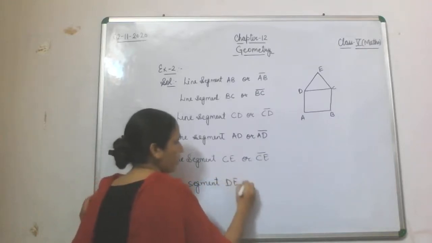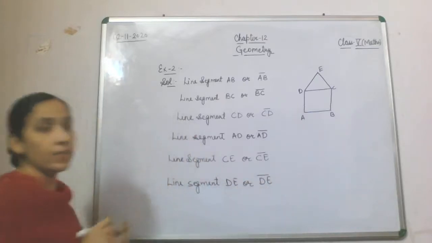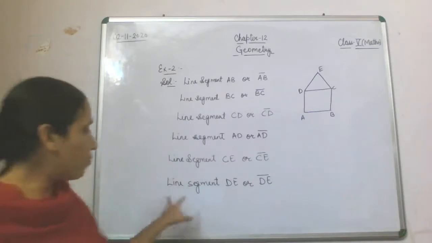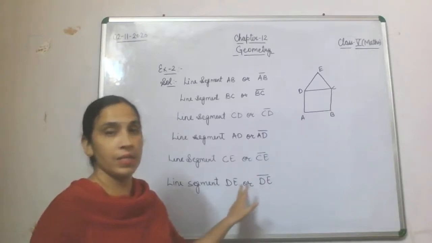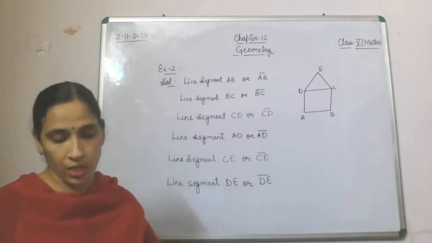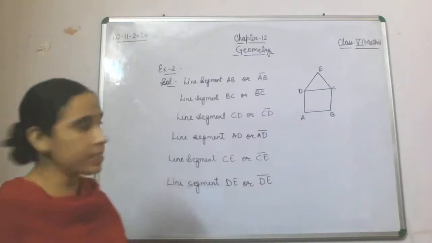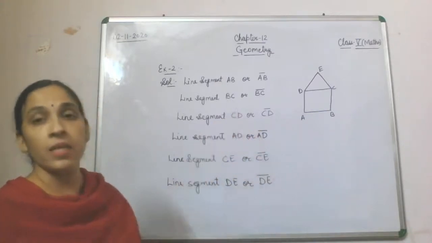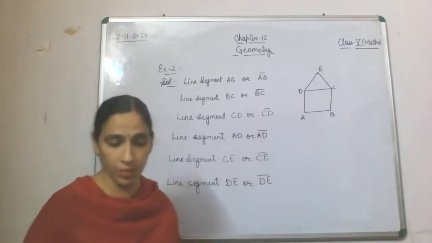Line segment DE. So what do you understand from this? You can write the line segment in two ways, in words and in symbol. Line segment DE or DE with a line above. So these are the two ways to write it. Fine. So how many line segments are there? 1, 2, 3, 4, 5 and 6. Six line segments are joined, and only then is this figure formed.